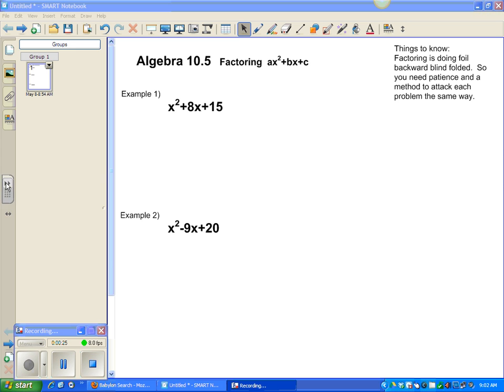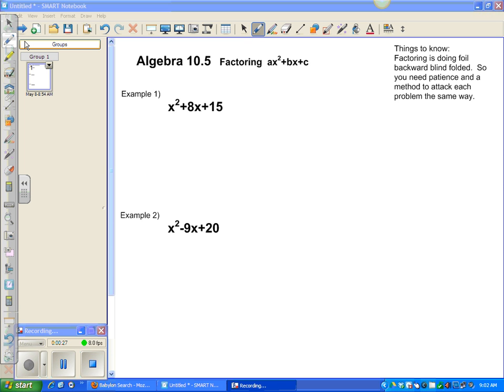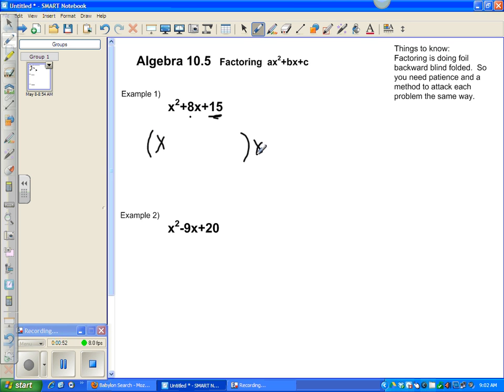Let's first start by doing this first problem, and I always ask myself the question, what two numbers multiplied together give me 15, my last number, while at the same time, if I add those two numbers, they'll give me 8. That's really the only way you could do this if you ask yourself that question first. Then I put an x here and an x here in my parentheses, because x times x is equal to x squared.